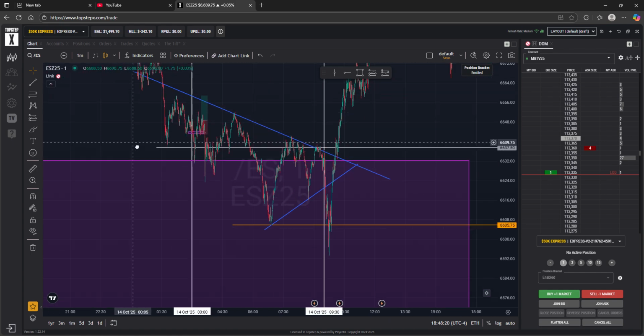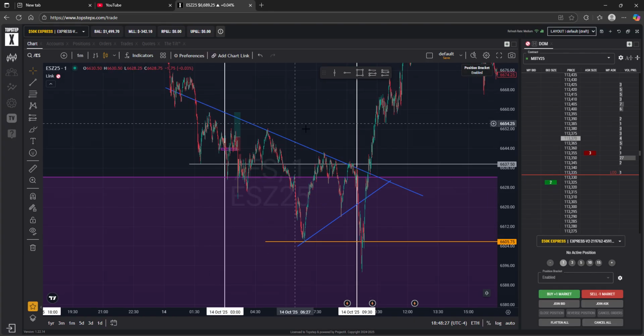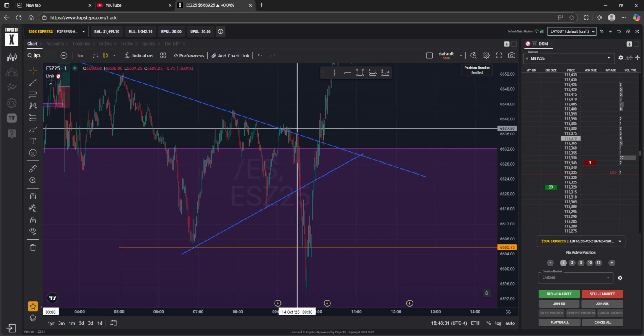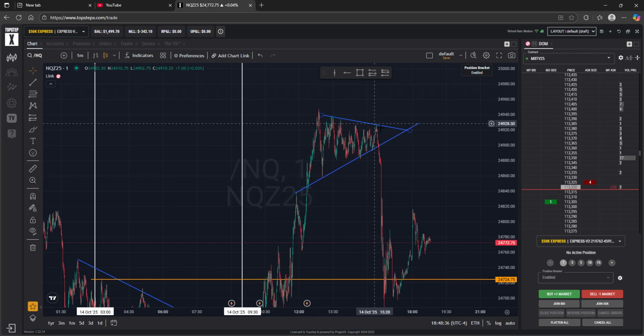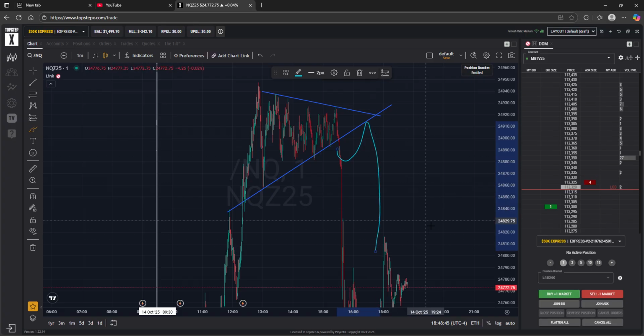And yeah, I mean, I'm looking at this level right here, which is being respected a couple times, and I didn't take it here, but I took it in NQ. You see that? Let's guess, if this would have come up and then bounced, I would have entered right there, but it did not, so it just dived.